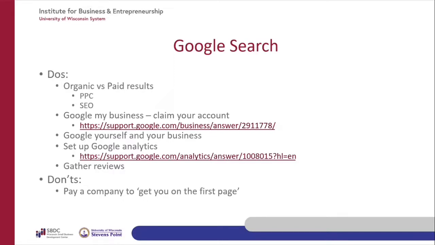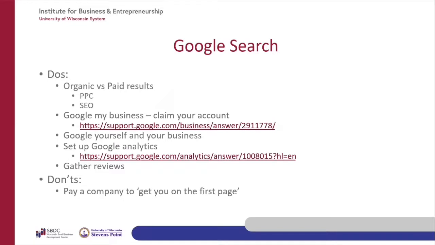Google My Business is also really important to set up. When you search something on Google and that listing shows up on the right-hand side with the nice pictures and the hours and the location and the call now button, that is your Google My Business. The link here will take you to claim your account.